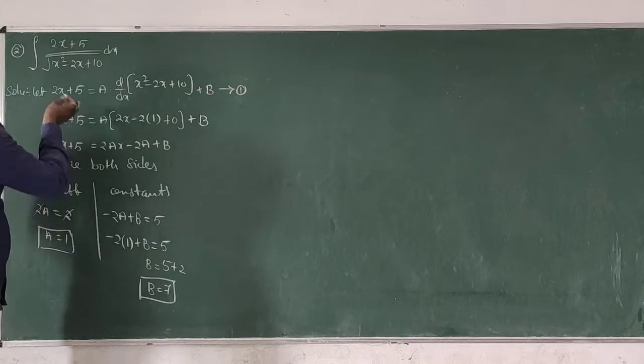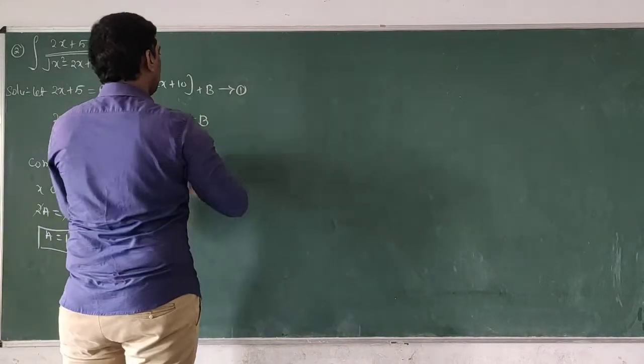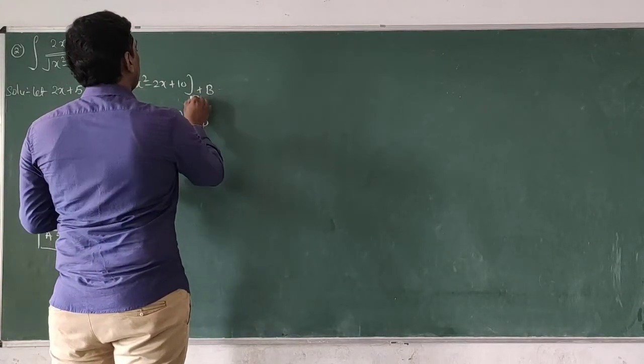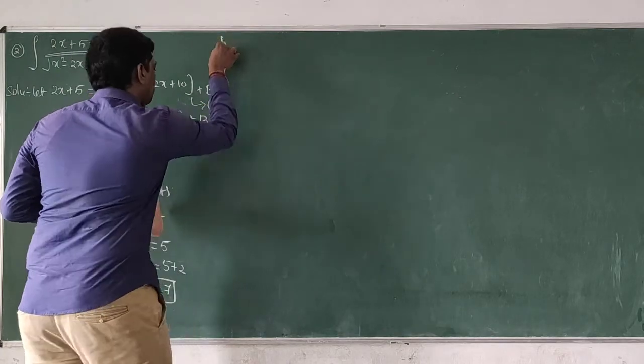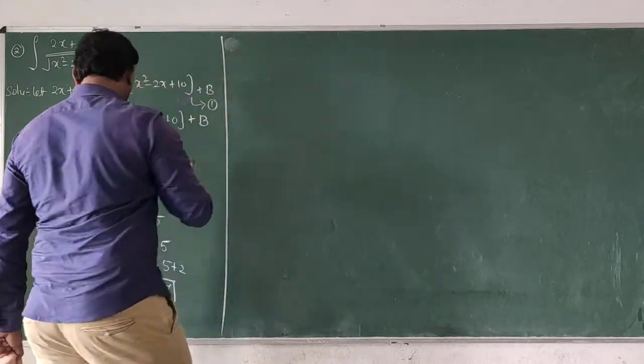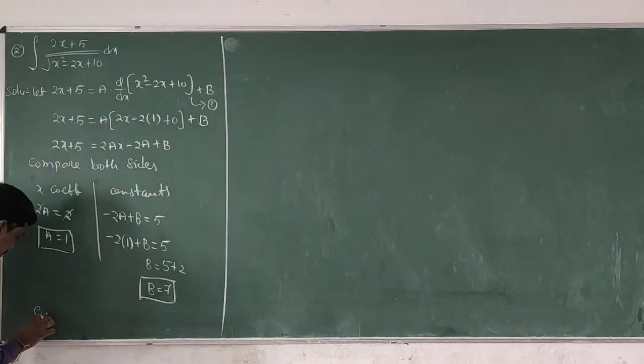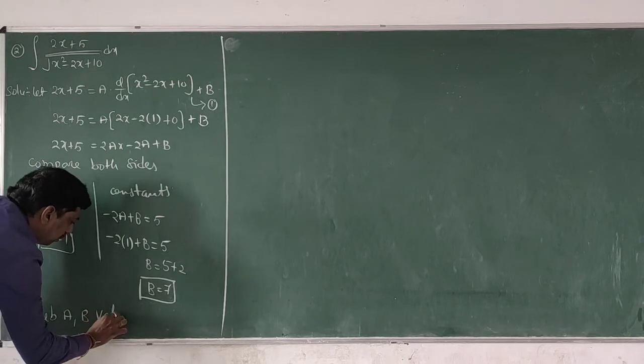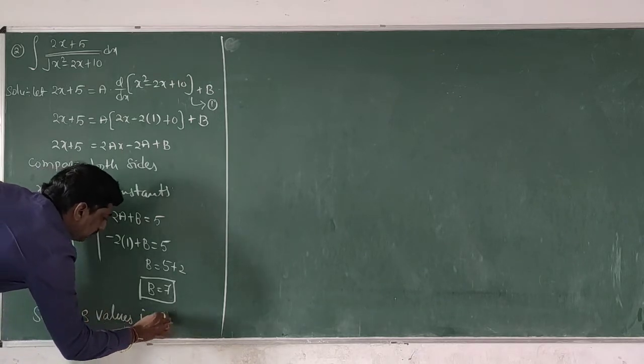Substitute a and b values in the first equation. Okay. Substitute in the first equation. Then the first equation implies, substitute a comma b values in 1.